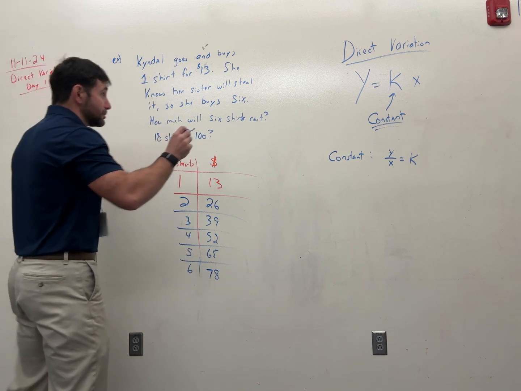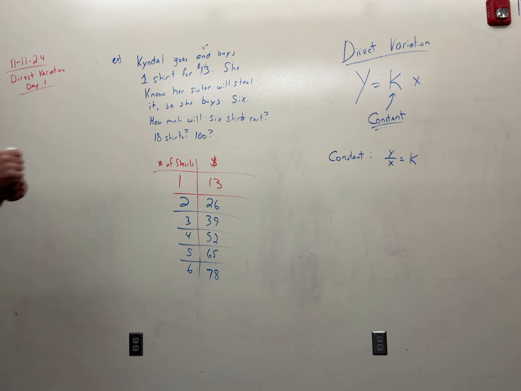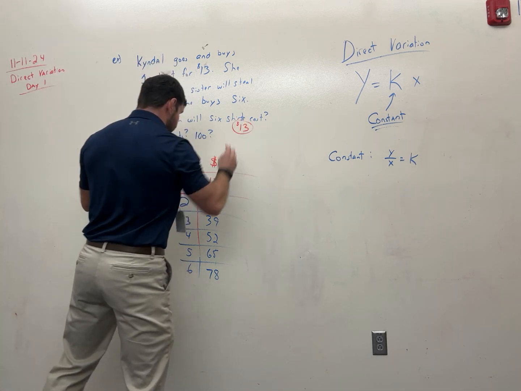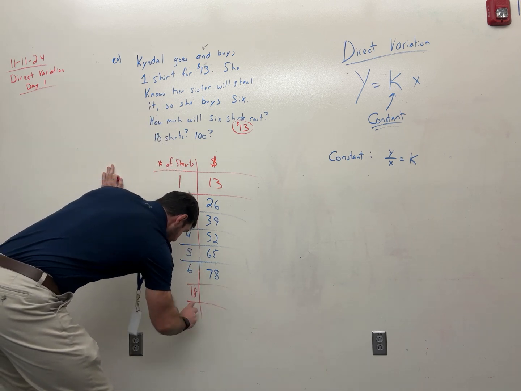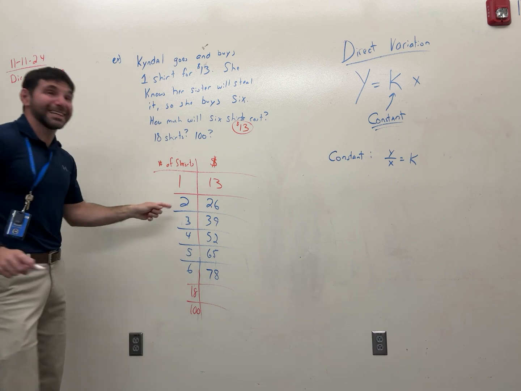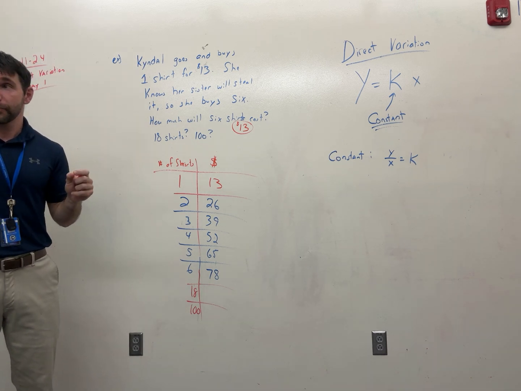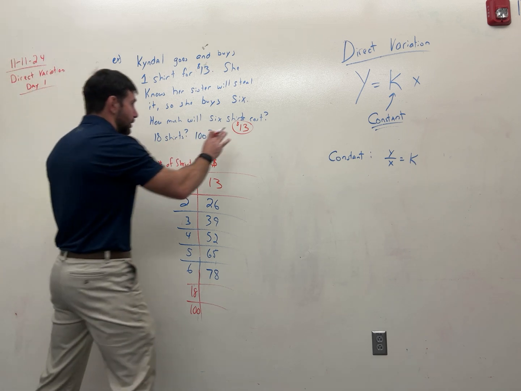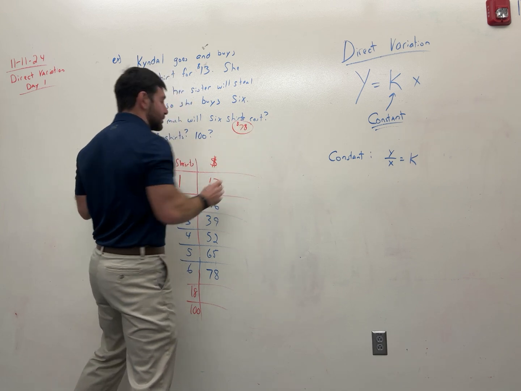So, 6 shirts cost $13. Now, do I need to keep my stuff going? No, I can put 18 and I can put 100 because I can find my constant. Wait, you just said 6 shirts cost 13. Oh, I'm sorry. I don't know why I did that. Thank you, sir. 78. I was jumping ahead.